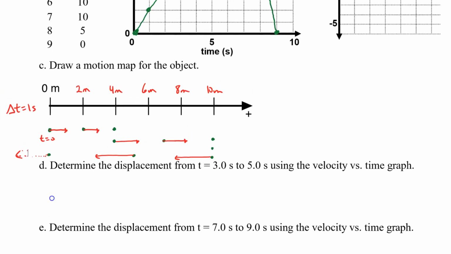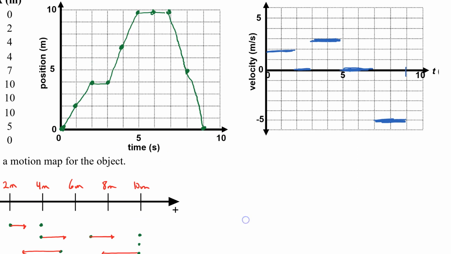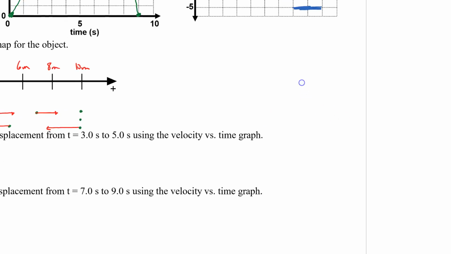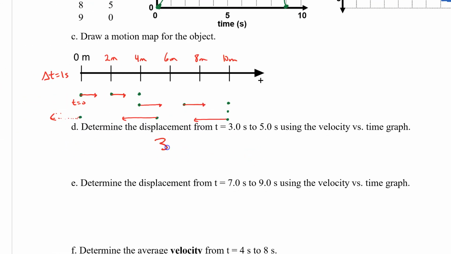Determine the displacement from 3 to 5 seconds using the velocity versus time graph. So from 3 to 5, that's this area right here. So looking at that rectangle, this is 3. So this side is plus 3 meters per second, and this side is 2 seconds. So it's going to be 3 meters per second times 2 seconds. So I'm going to get 6 meters. And that is the displacement. I'll put it in like that.